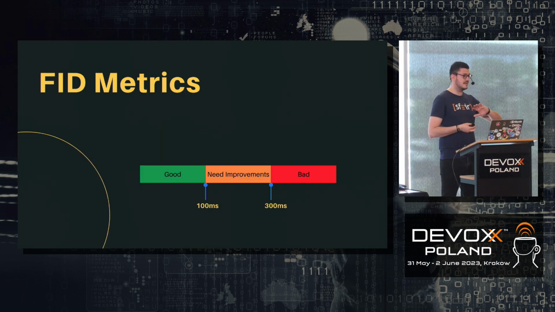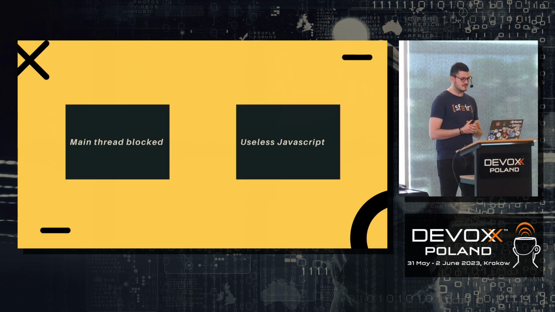So if your FID score is less than 100 milliseconds, your FID score is good. Between 100 milliseconds and 300 milliseconds, your FID score needs improvements, but don't worry, it's just a bit of JavaScript to rework. But above 300 milliseconds, your score is very bad and all your JavaScript needs to be reviewed. Sorry for that. So what can cause FID problems? Two things: main thread blocked and useless JavaScript.